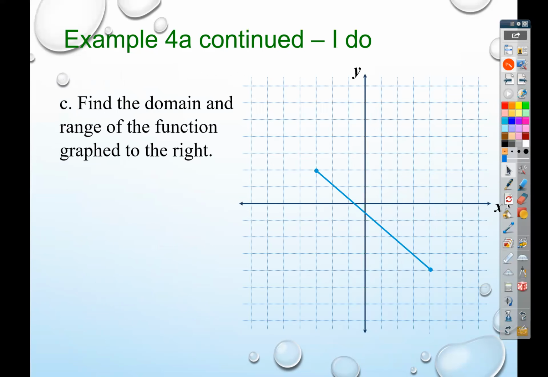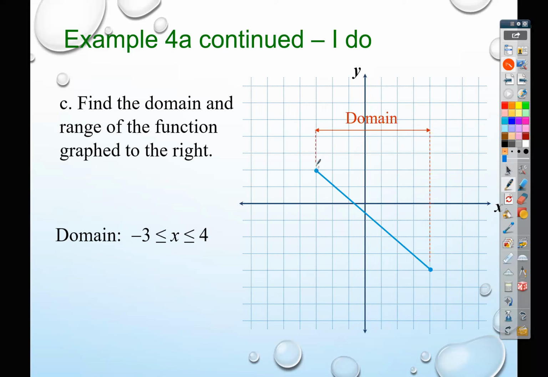So let's try another one. Find the domain and the range of the function graph to the right. All right, so remember the domain is all the x coordinates and the range is all the y coordinates. So the domain, you're going from -3 right here to a +4. So the domain is -3 is less than or equal to x is less than or equal to 4. Now I can also write this in interval notation. We'll get more to that in the future, but you have a bracket at -3 and +4. It's a bracket because it's or equal to. If it was just less than, it would be a parentheses, but we'll talk more about that later.